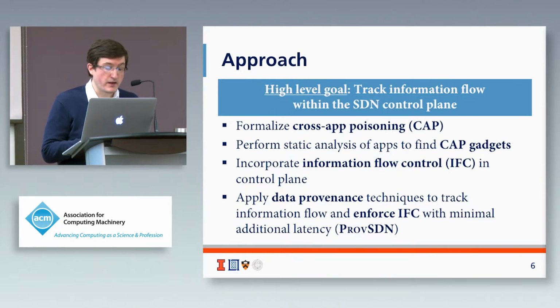So by being able to do that, we can then enforce information flow control over these different applications using an online reference monitor. To do that, we apply data provenance techniques to track information flow and enforce information flow control, ideally with minimal latency. And we create a system called PROVSDN to serve as that online reference monitor that not only interposes on all control plane communications, but also makes a record of what happens for after-the-fact analysis.